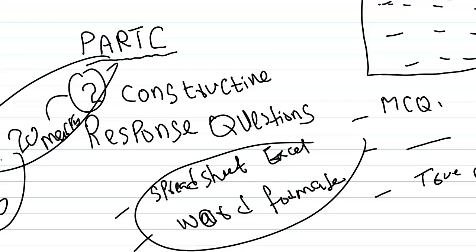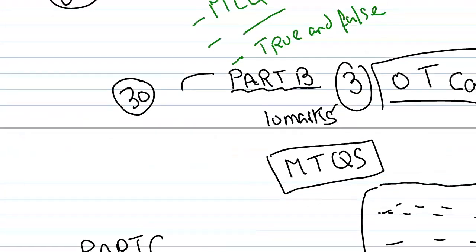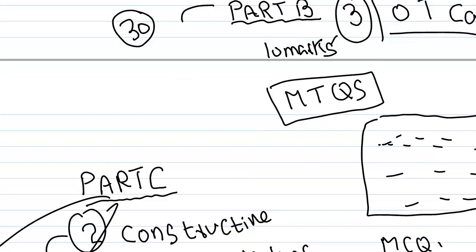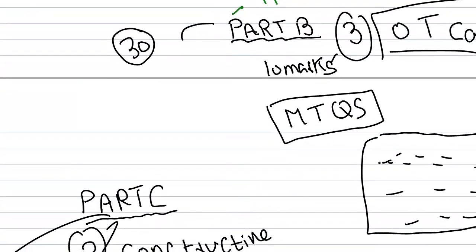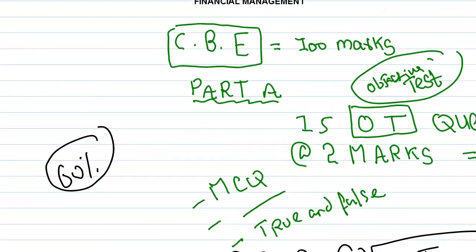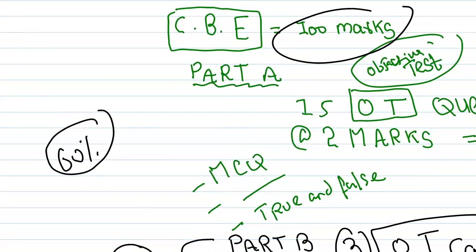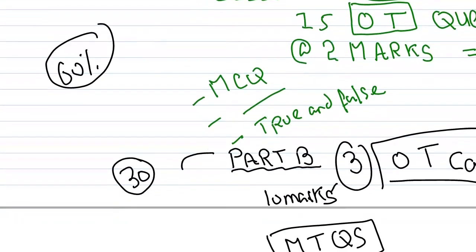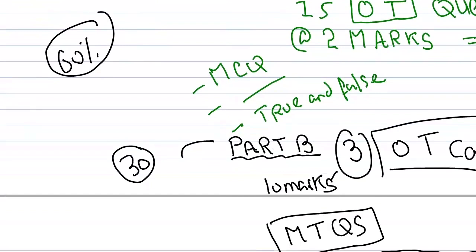So that is how your paper will be constructed of section A, section B, and section C: 30 in section A, 30 in section B, and 40 in section C. So you will have a total of 100 marks in your FM computer based exam, and the time available will be 3 hours and 15 minutes. And you need to get at least 50 marks, 50%, to pass this paper. So that will be the exam structure or exam pattern of financial management.